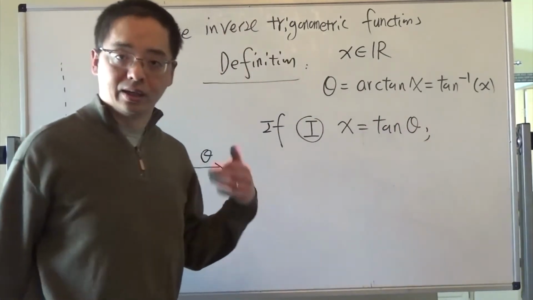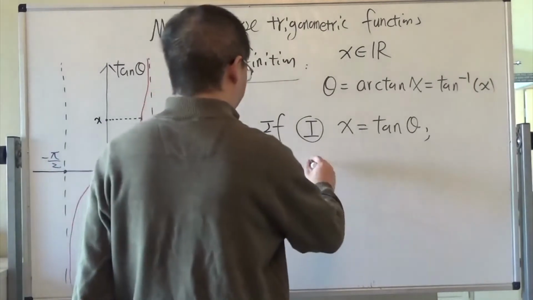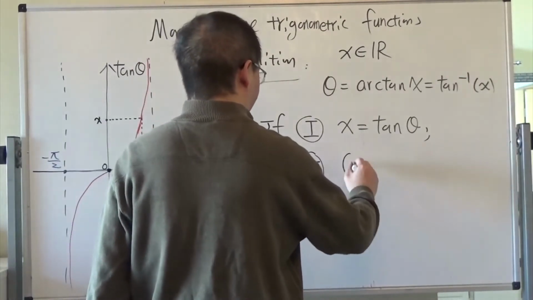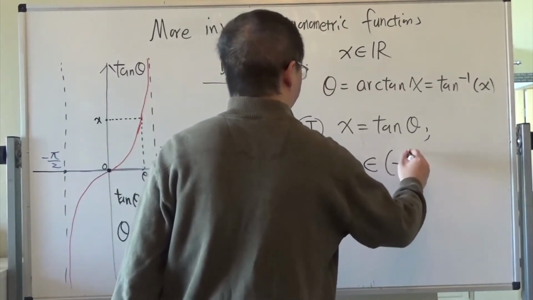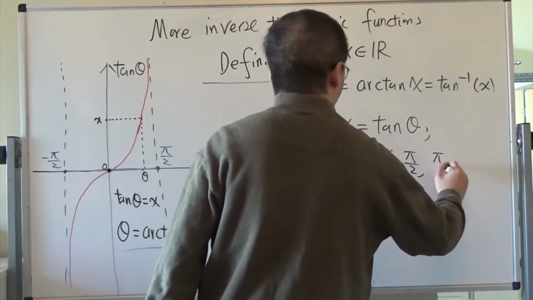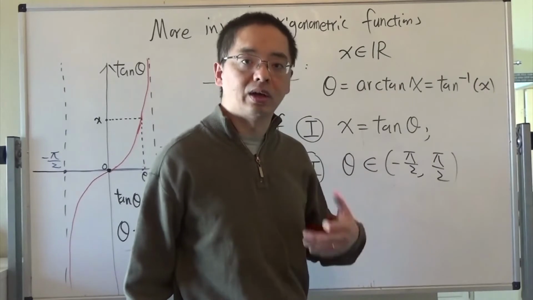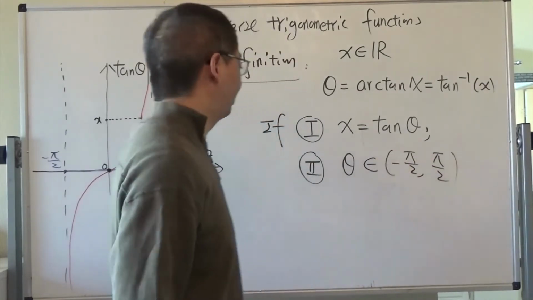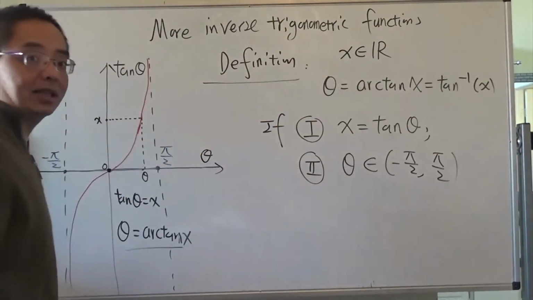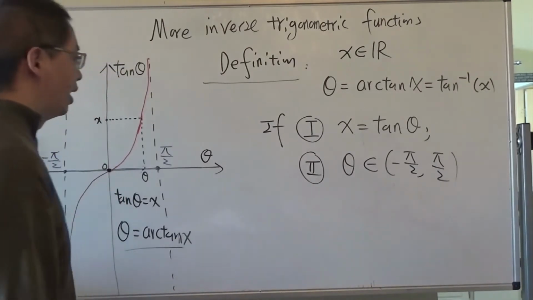Of course, this is not enough. We need to specify the range of theta. Number two, theta belongs to the interval from negative pi over 2 to pi over 2. Here it is an open interval because tangent theta is not defined at pi over 2 and negative pi over 2. Those are called asymptotes of the tangent function.